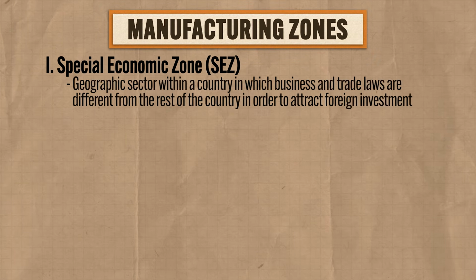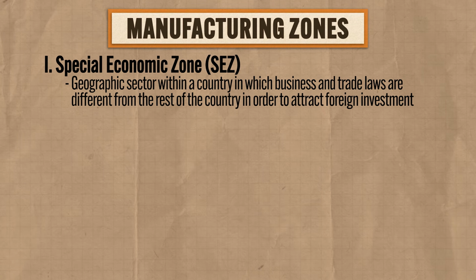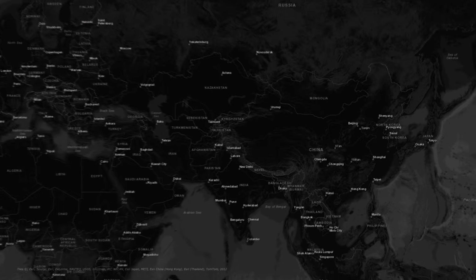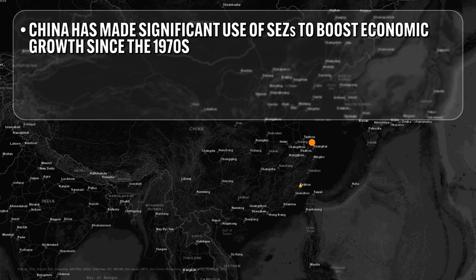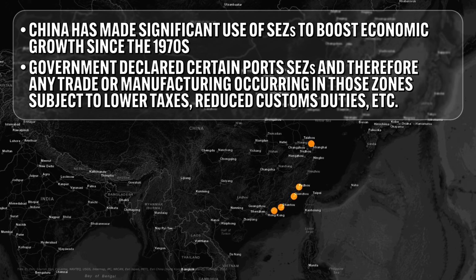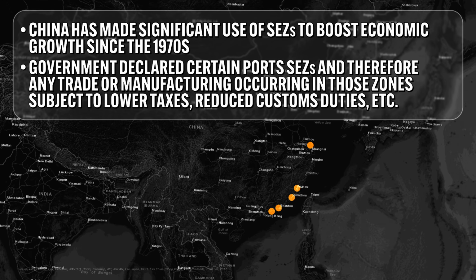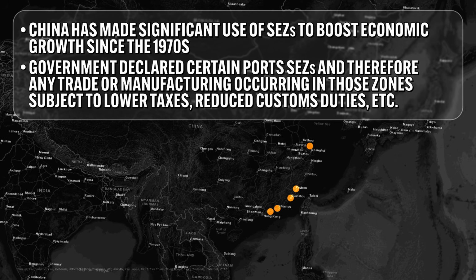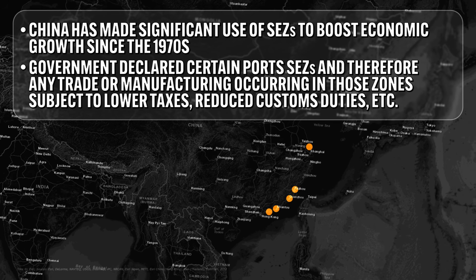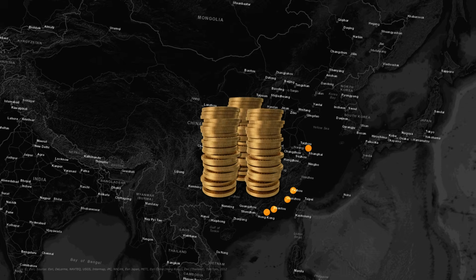And this refers to a geographic sector within a country in which business and trade laws are different from the rest of the country in order to attract foreign investment. So for example, China has made significant use of SEZs in order to boost their economic growth since the 1970s. Essentially, the Chinese government declared that certain ports were SEZs, and therefore any trade or manufacturing that occurred in those zones would be subject to lower taxes and reduced customs duties, etc. And that had a way of attracting the heads of multinational organizations in core countries to set up shop there. And as a result of that development, along with many other factors, China today has the second largest economy in the world.